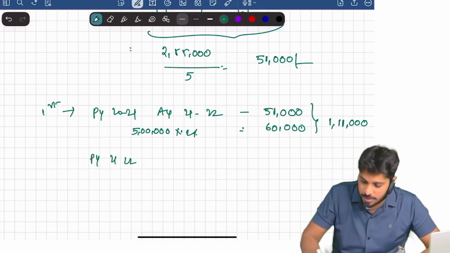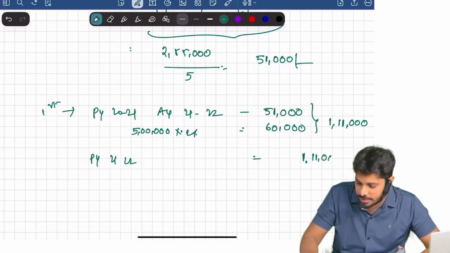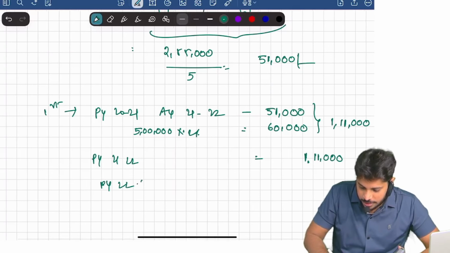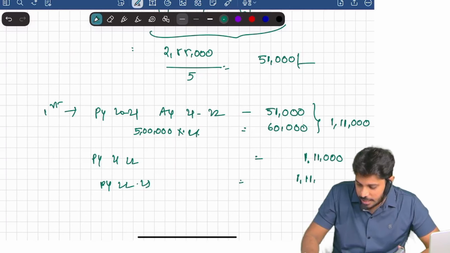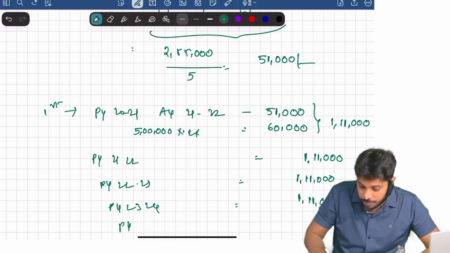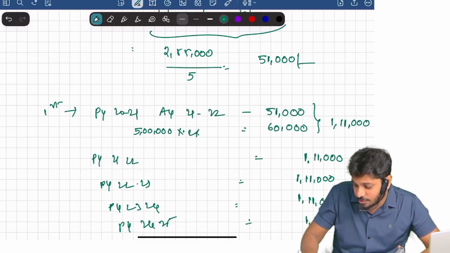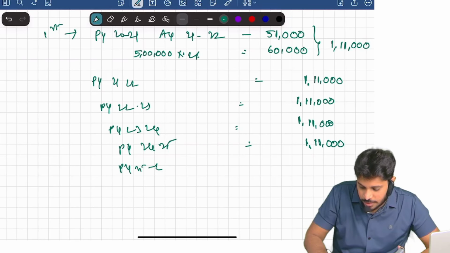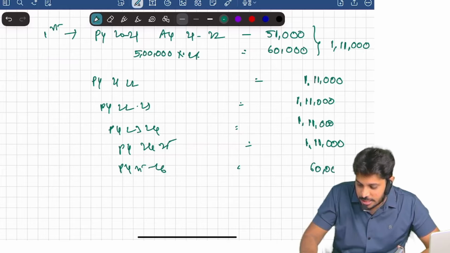For previous year 21-22, same answer you will get, correct? For previous year 22-23, you will get same 1,11,000. For previous year 23-24, you will get same 1,11,000. For previous year 24-25, you will get same 1,11,000. Now for previous year 25-26, you will get deduction only 60,000.